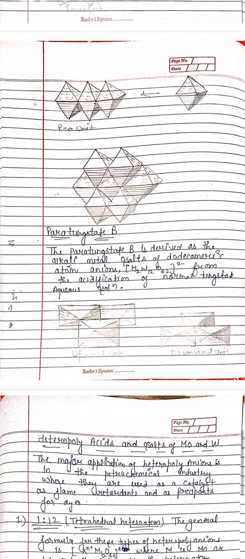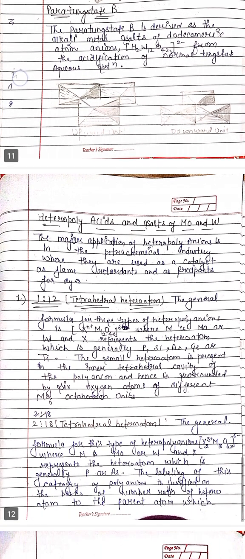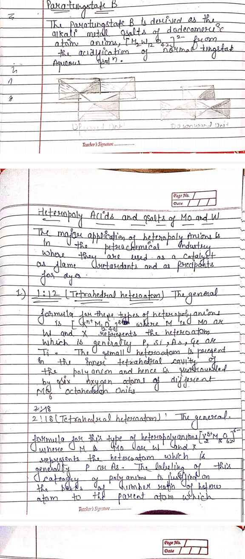The major application of heteropolyanions is in the petrochemical industry, where they are used as catalysts, as flame retardants, and as precipitants for dyes. 1:12 tetrahedral heteroatom.